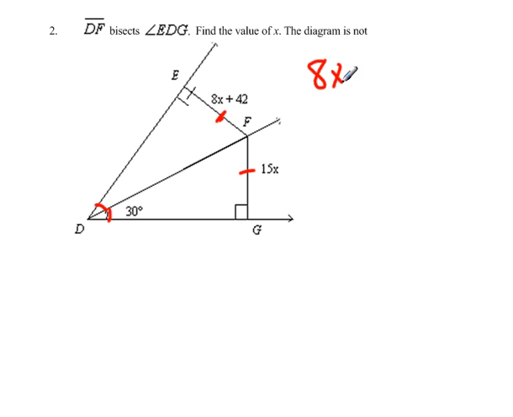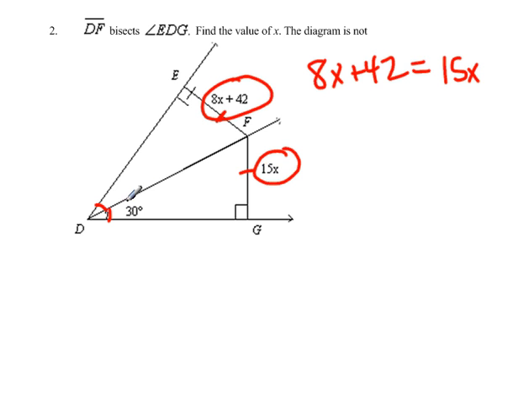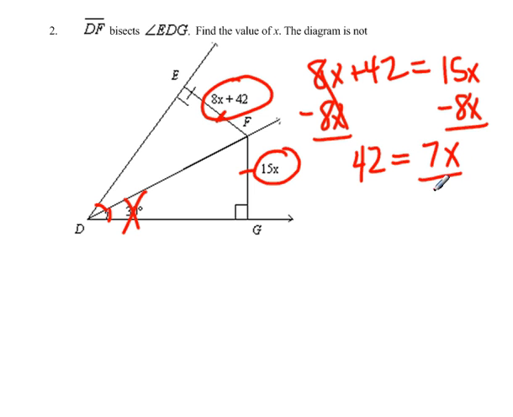So we're going to say 8x plus 42 would equal 15x. Knowing that this angle is 30 degrees right here has no bearing on how to solve for this particular problem. So we solve for x. I'm going to subtract 8x. So 42 is equal to 7x. Division. So we have x is equal to 6.